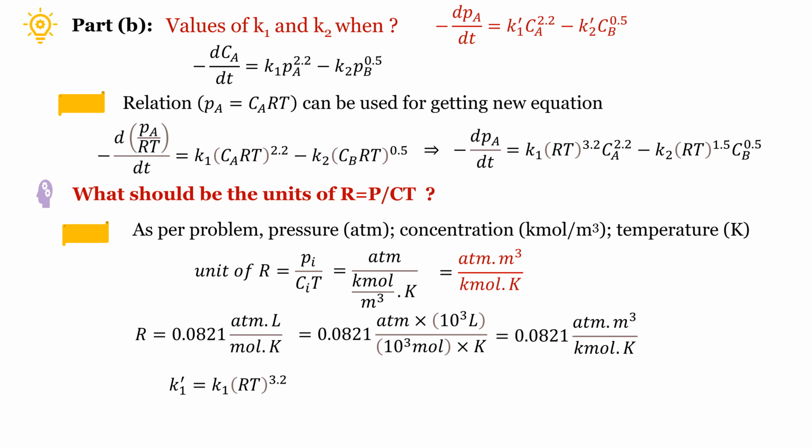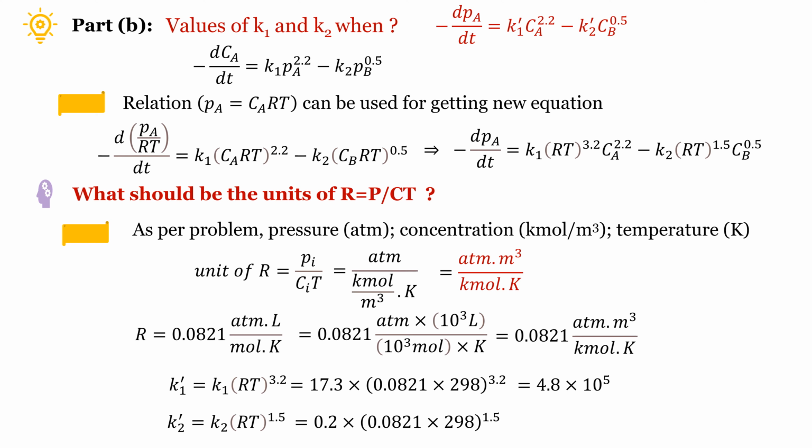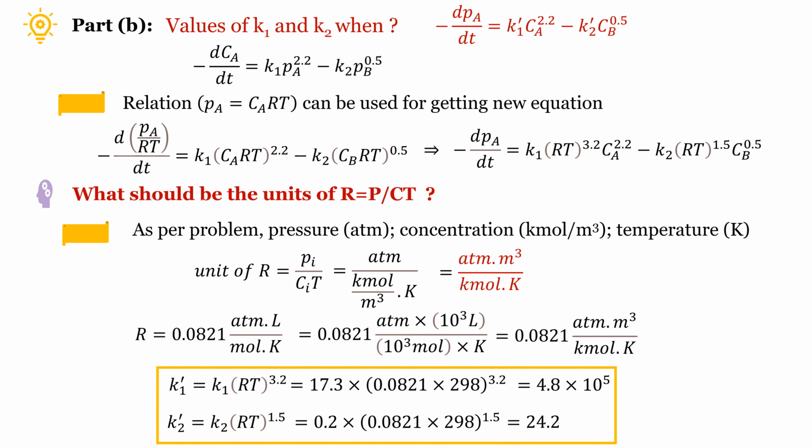Now simply we can do the mathematical calculation and find the values of K1 dash. K1 is already given, that is 17.3, and R is known and T is also given, that is 298. So simply we can estimate the value of K1 dash. In the same way we can estimate the value of K2 dash. So this will become the value of K2 dash.